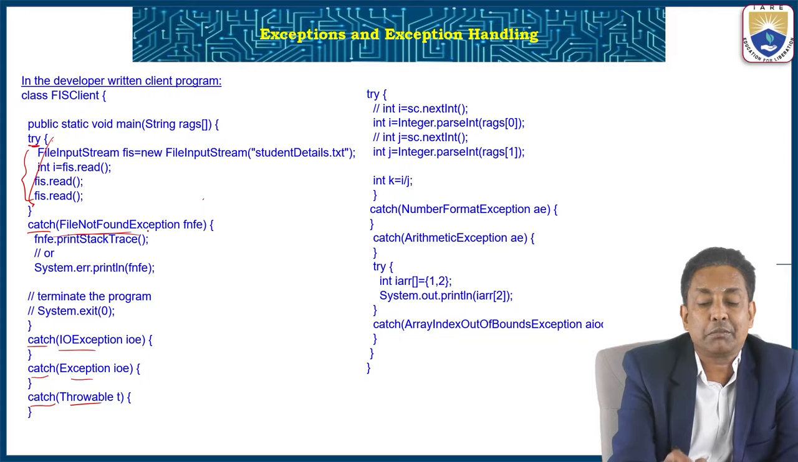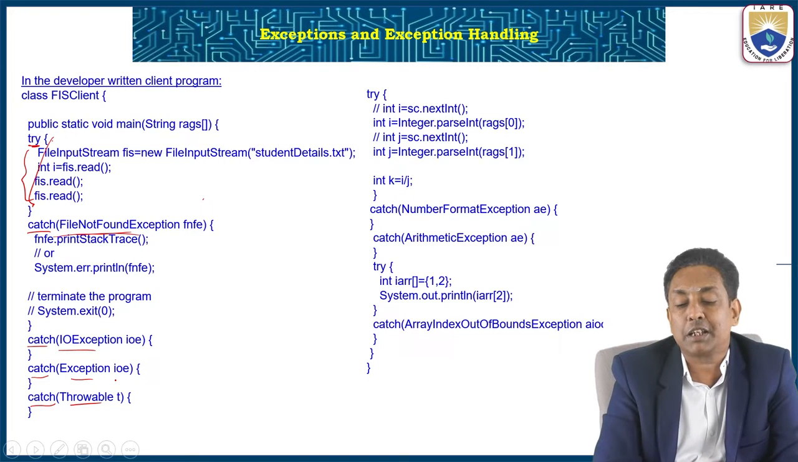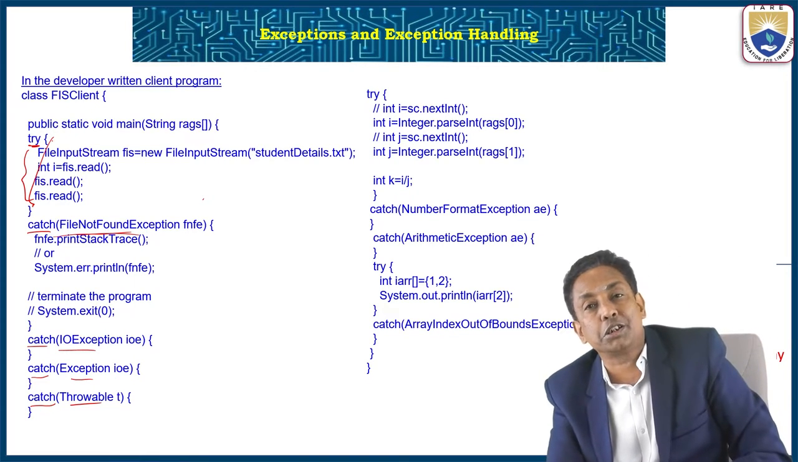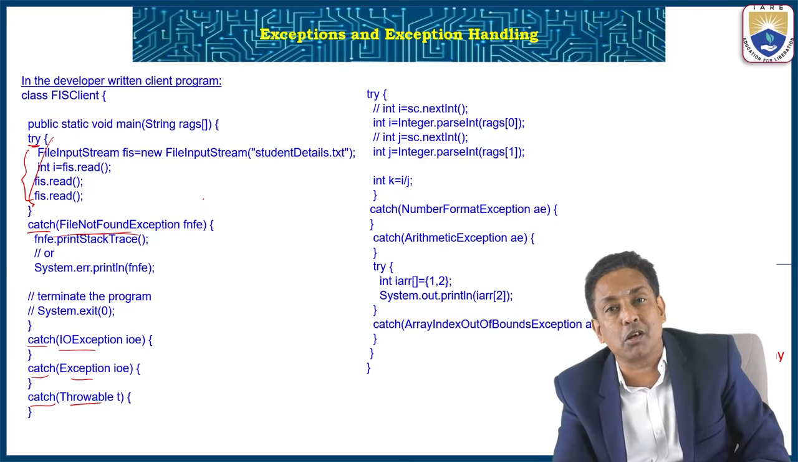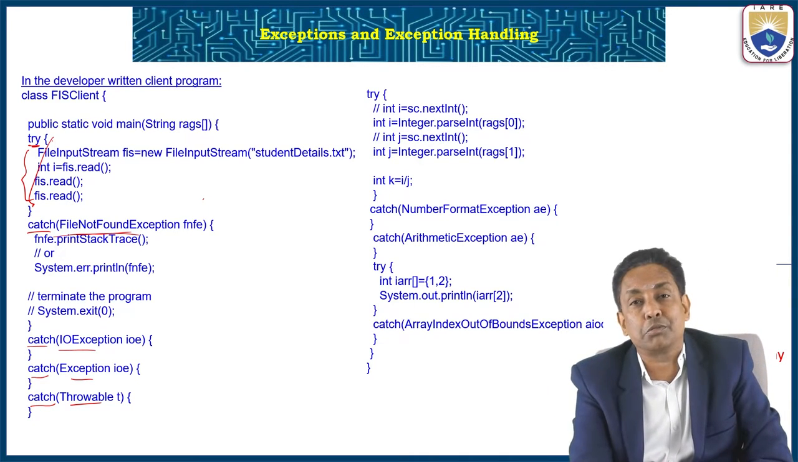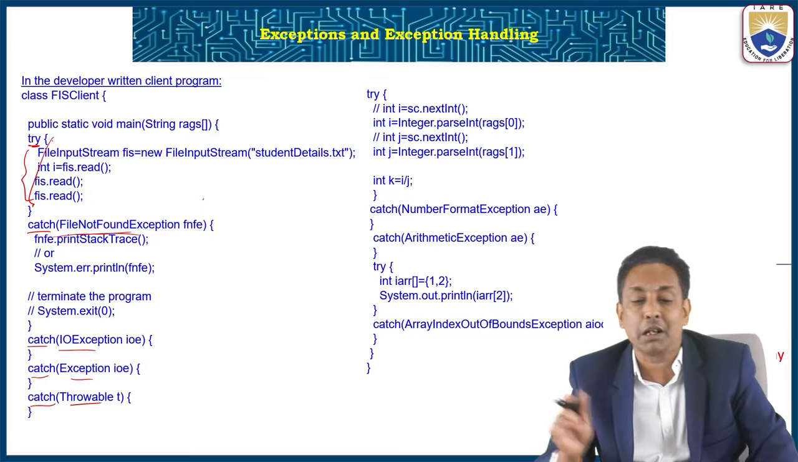Whichever exception is raised, the matching catch block will execute and the remaining catch blocks will be ignored. Program execution will be successful. The program will not terminate abnormally. If you don't write a try-catch block and an exception comes, the program terminates abnormally.